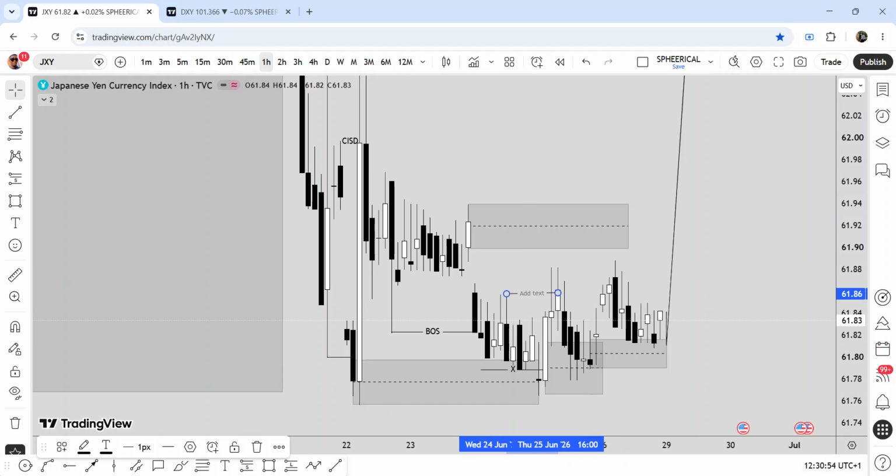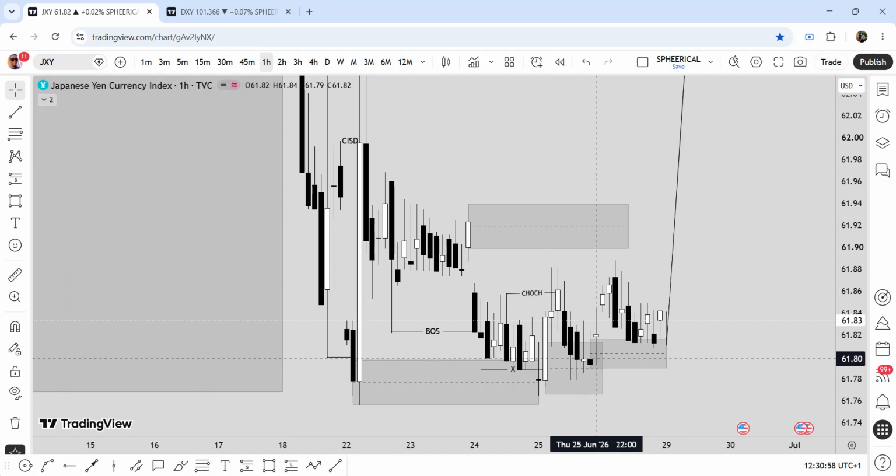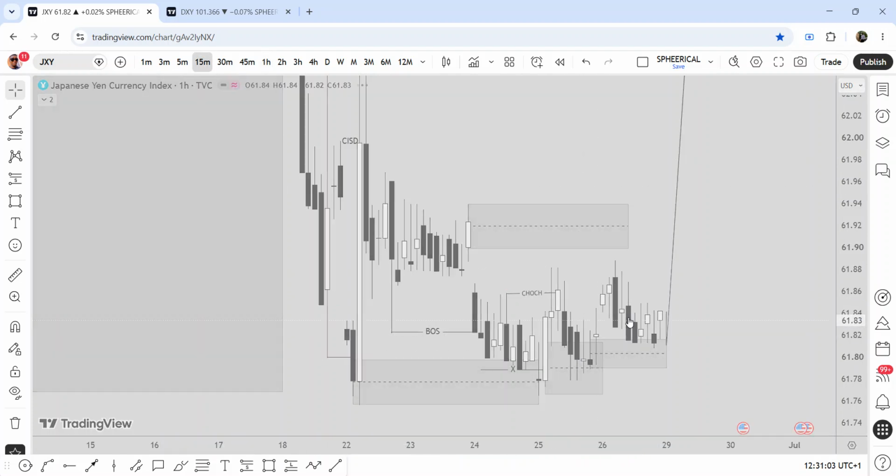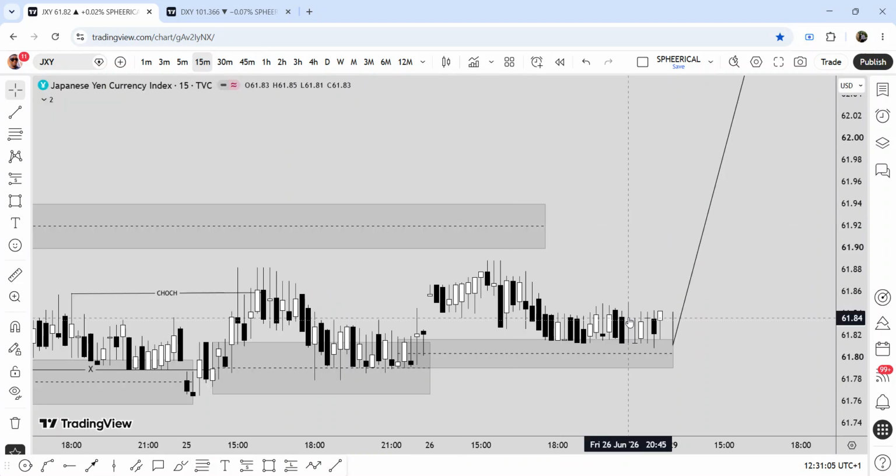This is our change of character. You can see that the market is also reacting within this zone. Going to the 15 minutes time frame, let's see if it will be clearer in that zone.